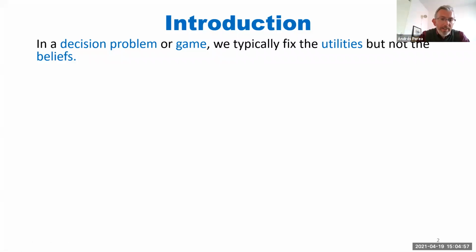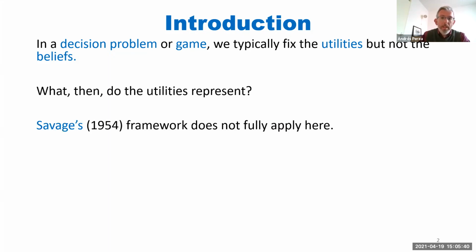And in a game, we actually have various such utility matrices. Namely, we have one utility matrix for every player in the game. The acts, the decisions, would be the actions of the player. And the states, so the events about which he is uncertain, would be the action combinations of his opponents. So both in the decision problem and in the game, we do fix the utilities of the decision makers. But what we typically do not fix are the beliefs. For instance, most game theory concepts allow for various different beliefs for the players. So then what do these utilities mean if we fix utilities, but not the beliefs?